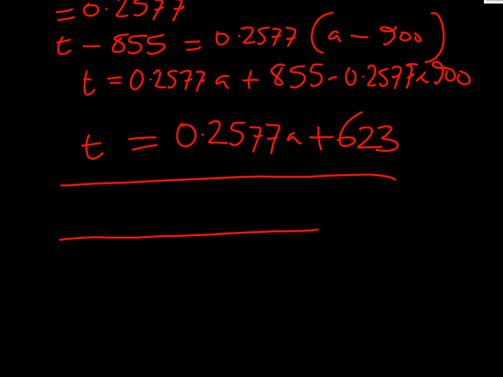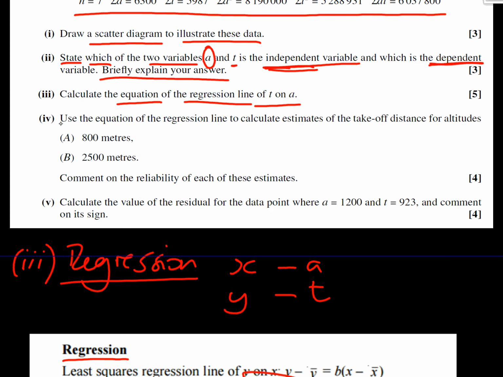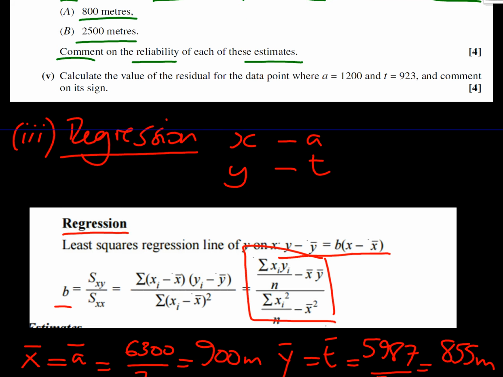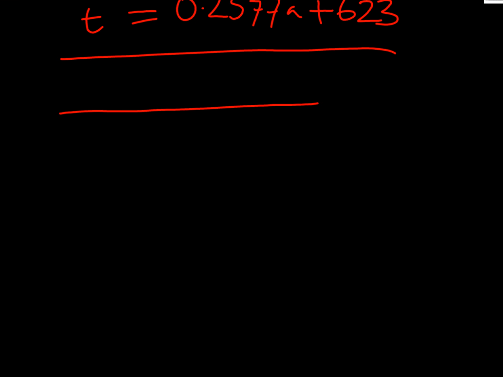Okay, what we're going to do next, see what it asks us to do next. Next, I think it's asked us to do some predictions. Use the equation of the regression line to calculate estimates of takeoff distances at altitudes 800 meters and 2,500 and comment on the reliability of these estimates. Okay, so let's have a look. So we've got our regression line and we're using 800 and 2500, aren't we?